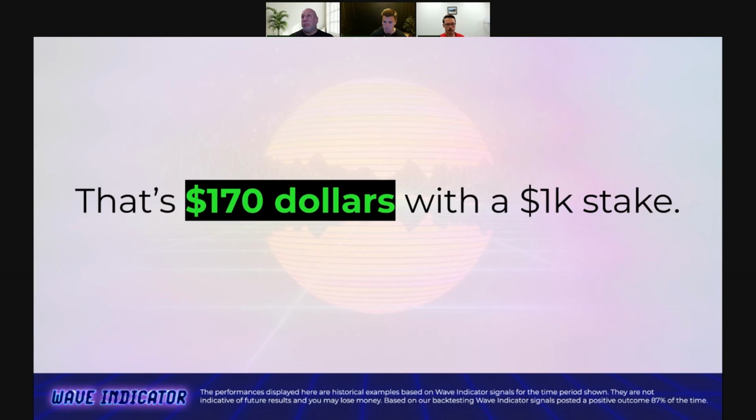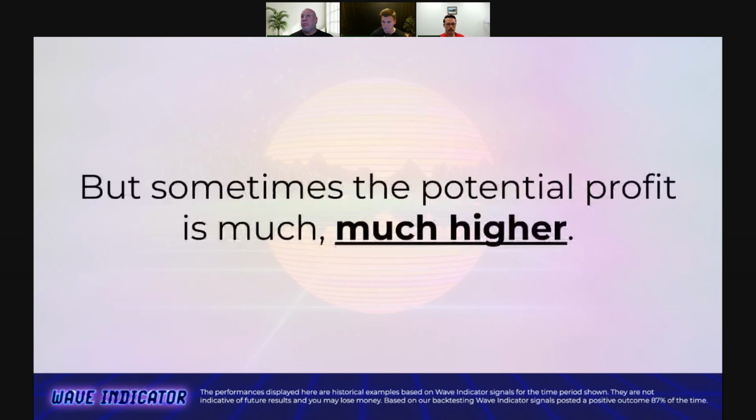That's $170 with the 1K stake, right? Not too bad at all. But sometimes the potential profit is much, much higher.